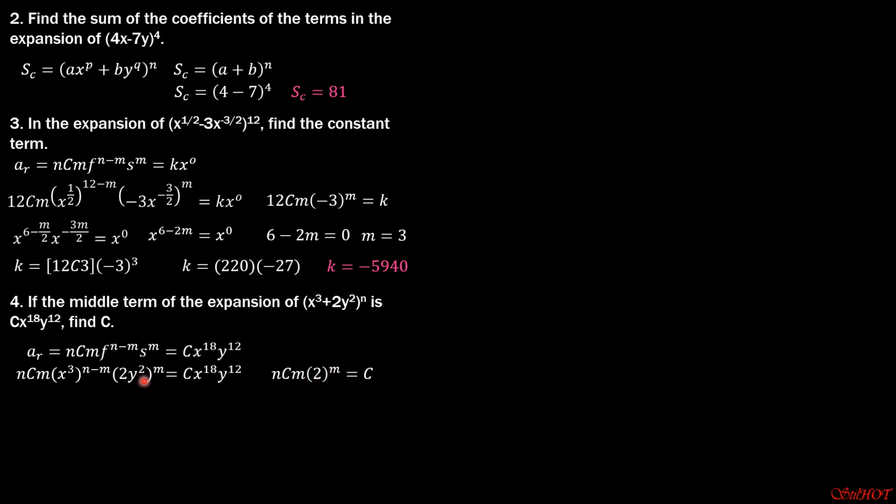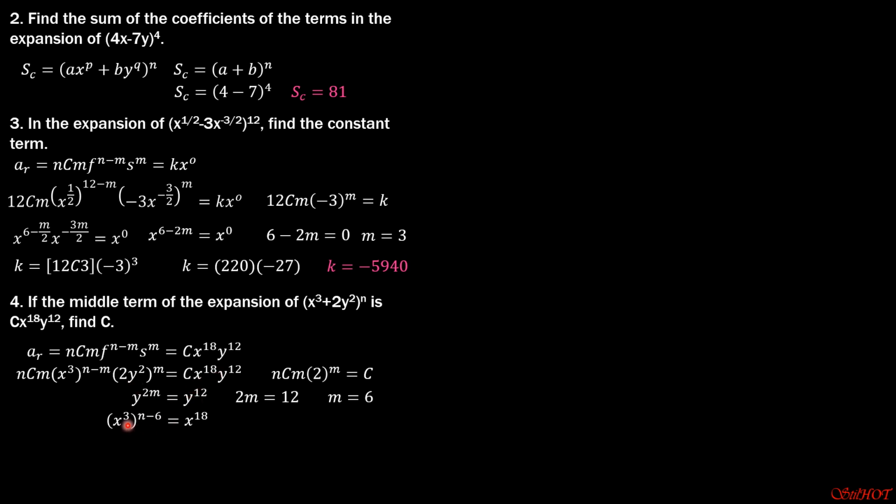So for the y, we can solve for m because this is y to the 2m equals y to the 12. So from there, equating 2m with 12, then m is 6. So m is 6. Then to solve for n, we have to equate exponents of x. So x to the 3x cubed raised to n minus 6 is equal to x to the 18.